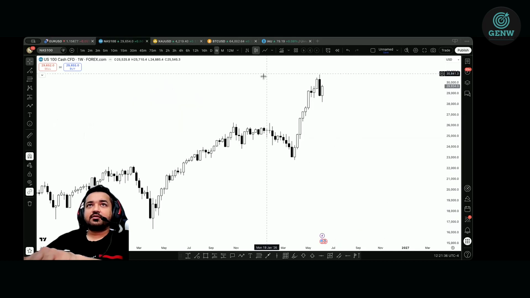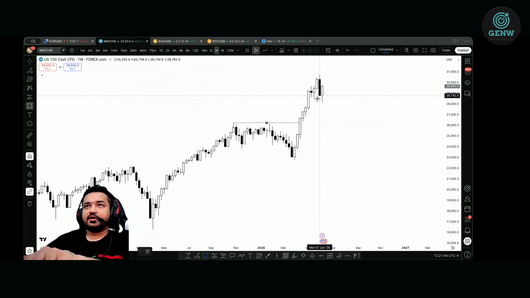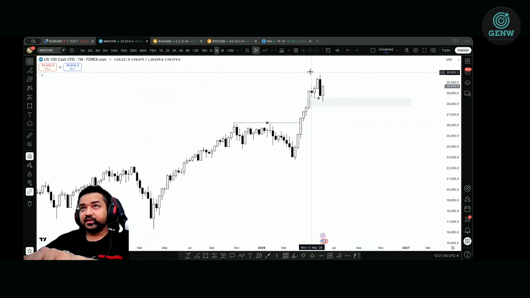Now let's go and check out Nasdaq. What's Nasdaq doing? Nasdaq has done an amazing thing in the last week. If we check the weekly time frame, it is pretty bullish. There was this fair value gap which price just mitigated, swept these lows and gave a completely bullish initiation.